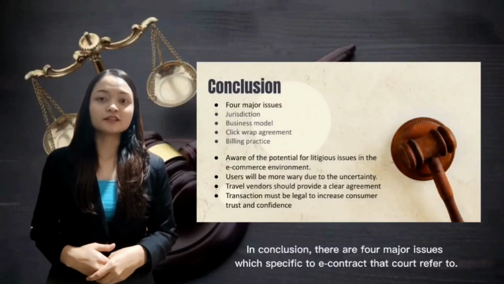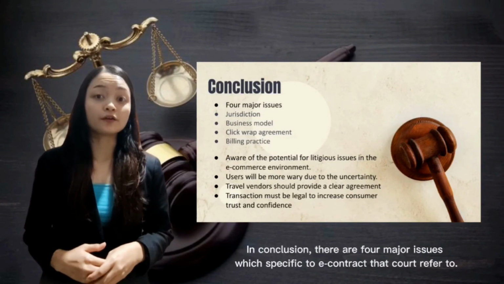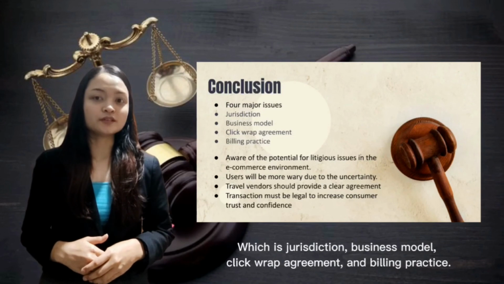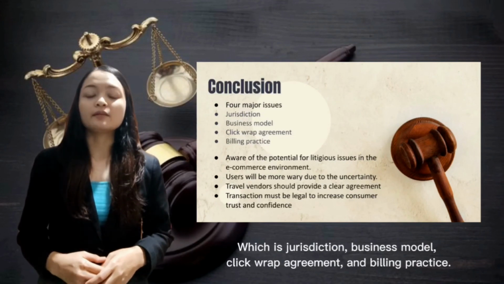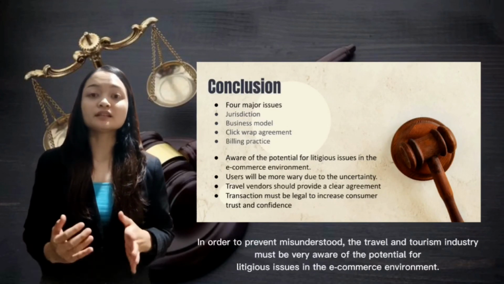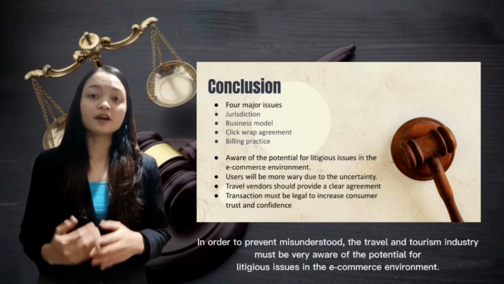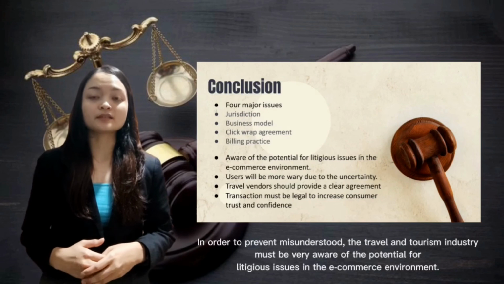In conclusion, there are four major issues specific to e-contracts that courts refer to, which are jurisdiction, business model, click-wrap agreement, and billing practice. In order to prevent misunderstanding, the travel and tourism industry must be very aware of the potential for litigious issues in the e-commerce environment.